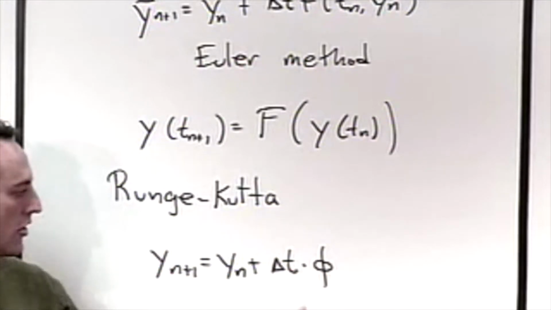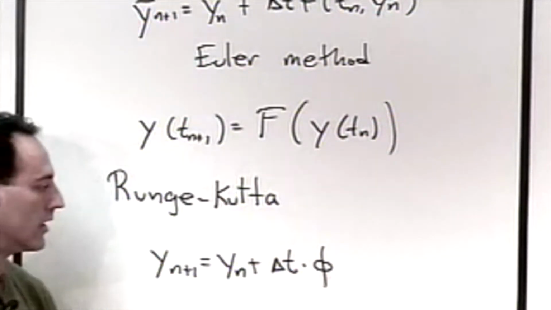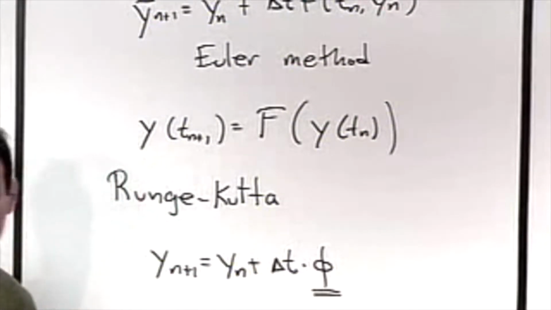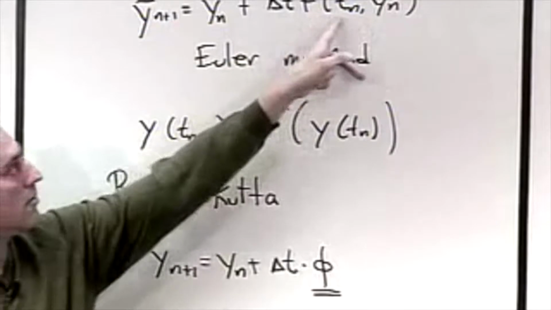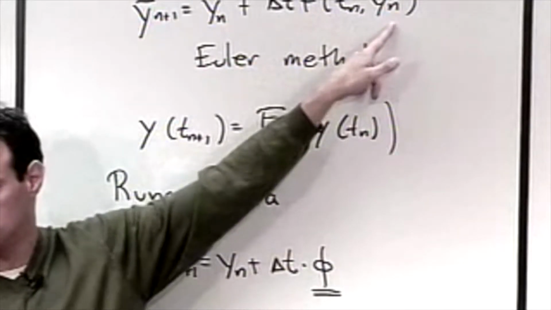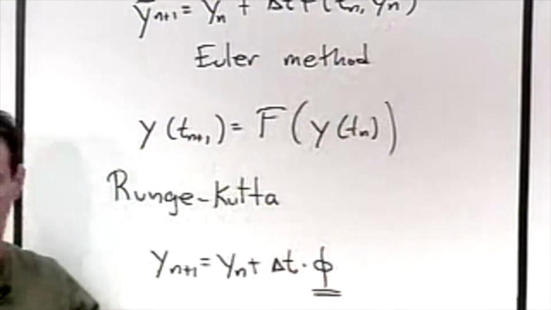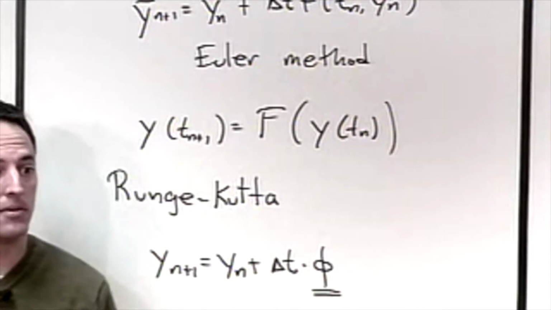Okay? The question is, I can control this right here. This phi. For this case, it was just this here. For the Euler method, this is what the phi was. But people are pretty clever. And they say, hey, I can cook up some better phis that give me much better accuracy.